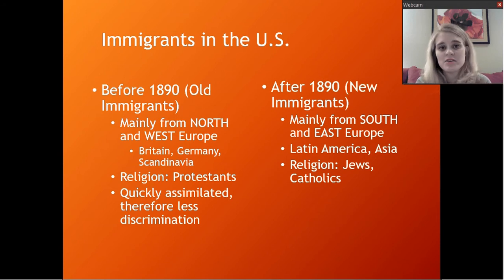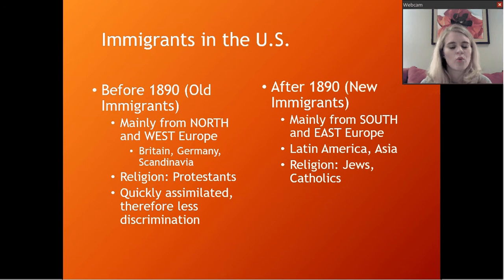Now, Catholics in the United States were a little bit discriminated against very early in our history. So that's important for you to remember. There is also at this time period an increase in Jewish immigration, particularly Russian Jews. We'll talk more about why that is in a second. But again, the Jewish population in the United States is not very big in 1890.